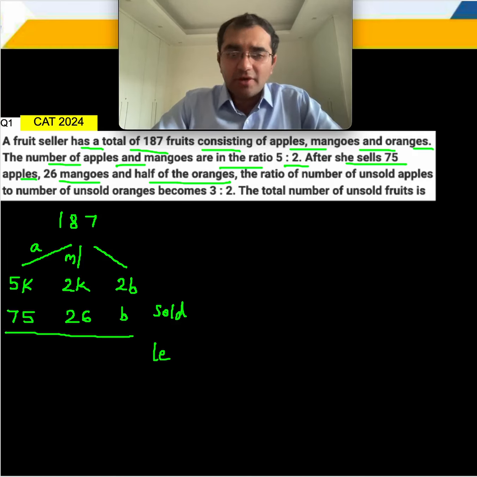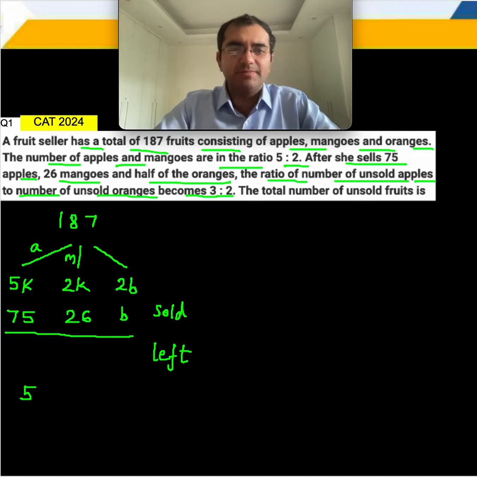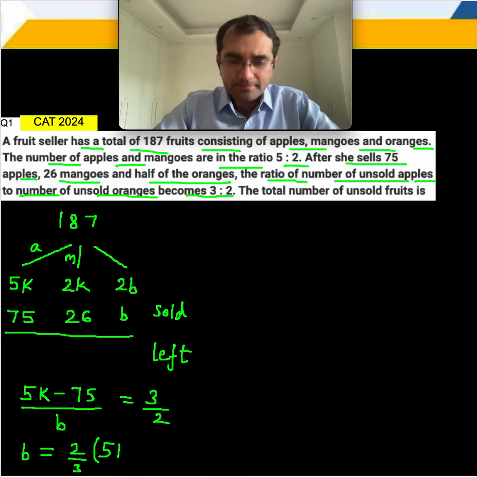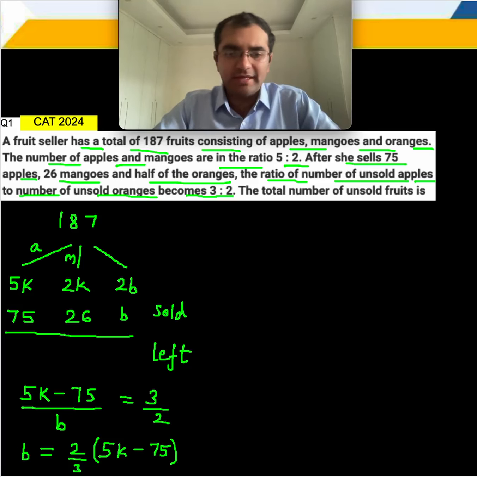Solving was required here. Then you have the leftovers. The ratio of unsold apples to unsold oranges is 3:2. So 5k minus 75 will be unsold apples upon b unsold oranges is 3:2. Solving this quickly, we get b in terms of k: 2/3 (5k minus 75). You could have also done k in terms of b. I think that would have also been a good idea.